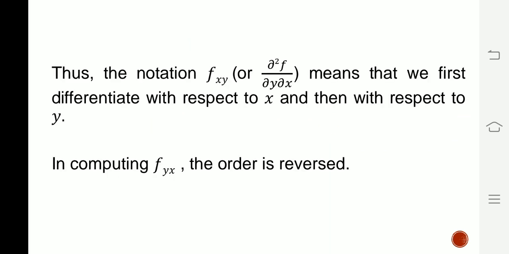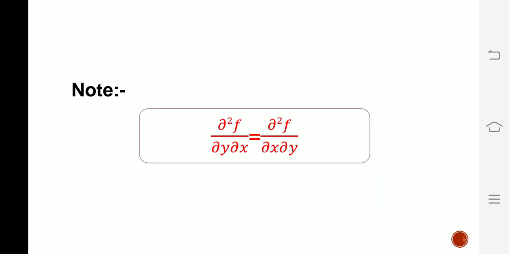Thus, the notation fxy or ∂²f/∂y∂x means that we first differentiate with respect to x and then with respect to y. In computing fyx, the order is reversed. Take note: ∂²f/∂y∂x is equal to ∂/∂y of (∂f/∂x).